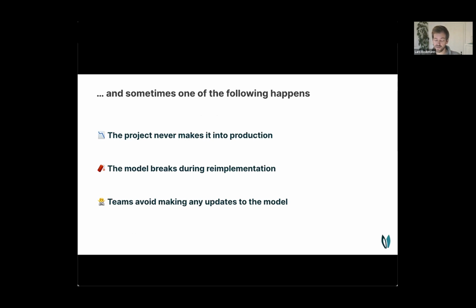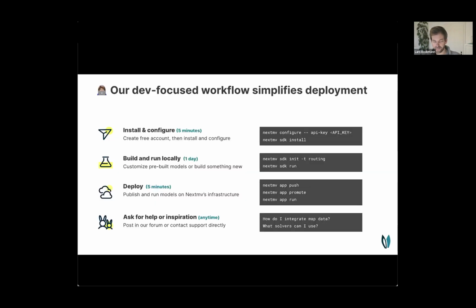And if you don't have proper model management and version management, then things might break without you noticing before they actually go to production. And that makes your teams anxious, and they might not want to make any updates to the model. So yeah, it's better to have all those in place.